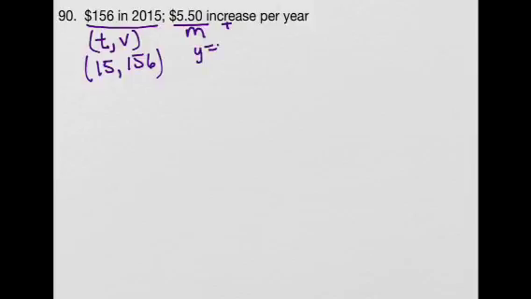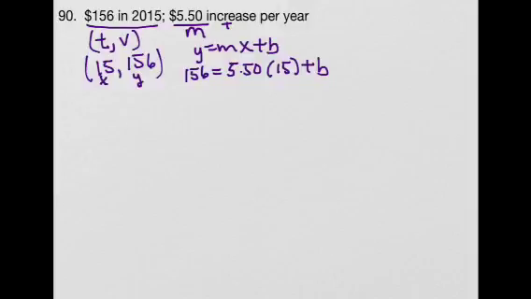So y equals mx plus b is our slope-intercept form. Remember, this is like our x and our y. In this case, it's t and v, but I always go back to x and y. That's habit. So 156 equals 5.50 times 15 plus b, and that's going to give us b. So we multiply the 15 by 5.50. So we get 156 equals 82.50.